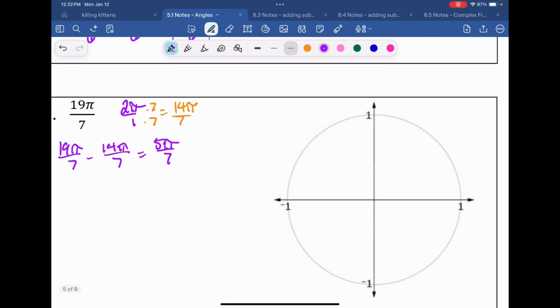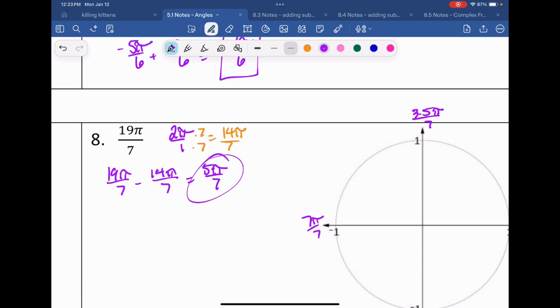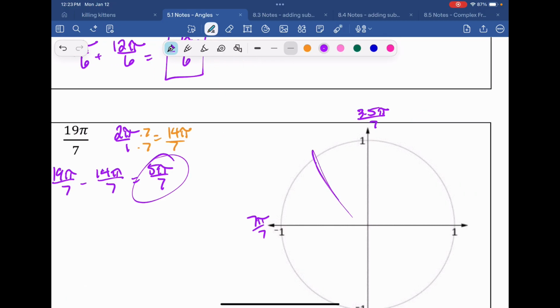Okay, so this one's a little weird. All the way around the circle is 14 pi over 7, which means half of that would be 7 pi over 7. Well, half of that would give me my 90 degrees, 3.5 pi over 7. So 5 pi over 7 has to fall somewhere in here.